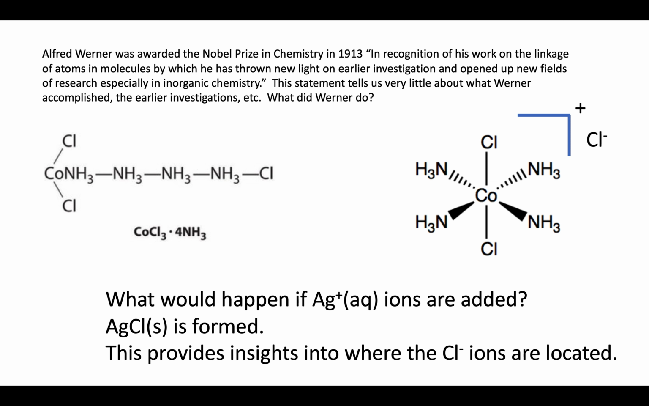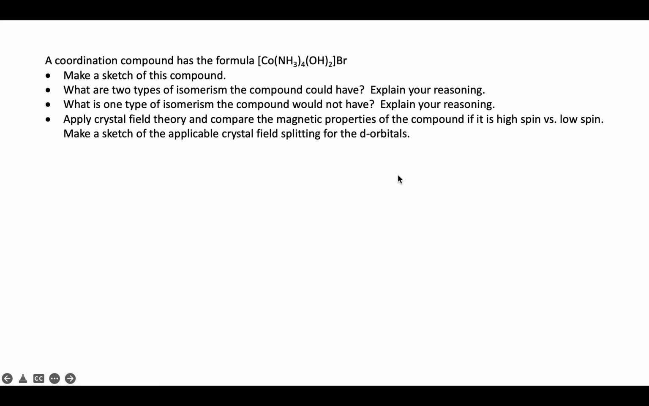So he did experiments like that, determining the amount of a precipitate that would form, doing measurements involving conductivity. These were all providing insights as to whether different ions, different ligands were coordinated to the metal or found outside of it. And that's what led to this view of complex ions.